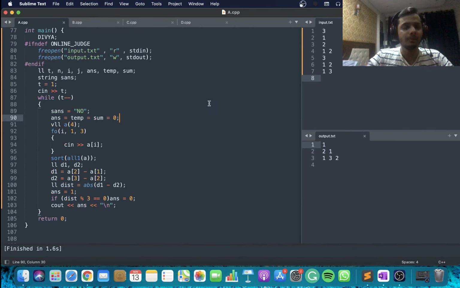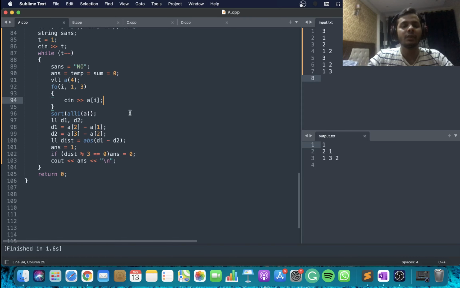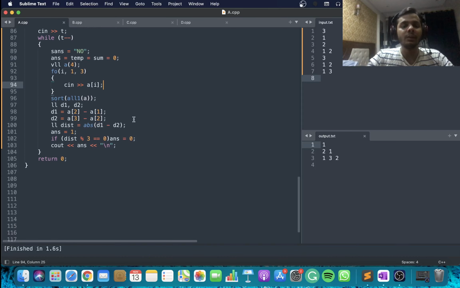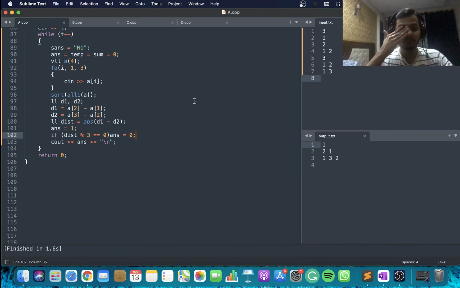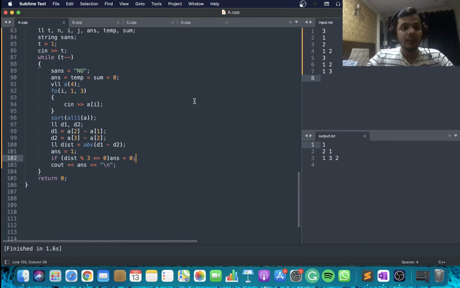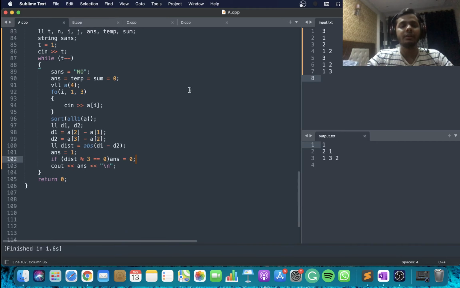Let's just look at the code. Again, really easy. You just take all these numbers in an array, sort that array, and find out d1 and d2, then calculate the distance between them, and if that is divisible by 3, your answer is 0, otherwise it is 1. Alright, great. So this is the complete solution for problem A.